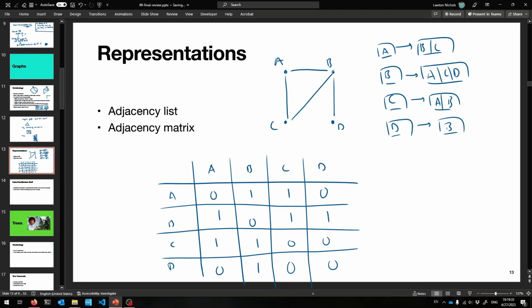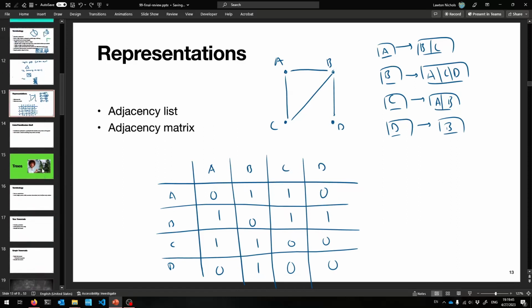It takes up a bit more space because you have to say what's not there in addition to what is there. So it depends on what you're trying to do, which representation you'd prefer. But those are the two most common ones.